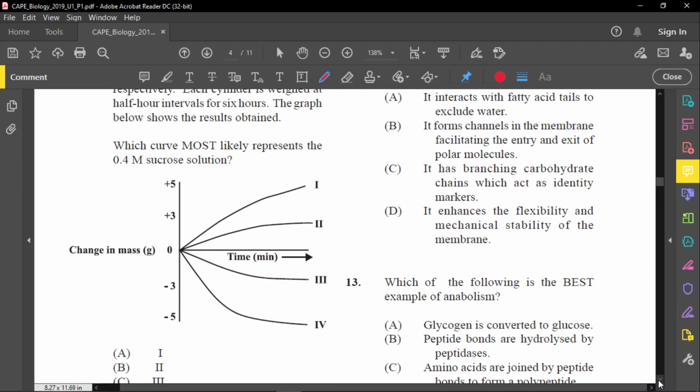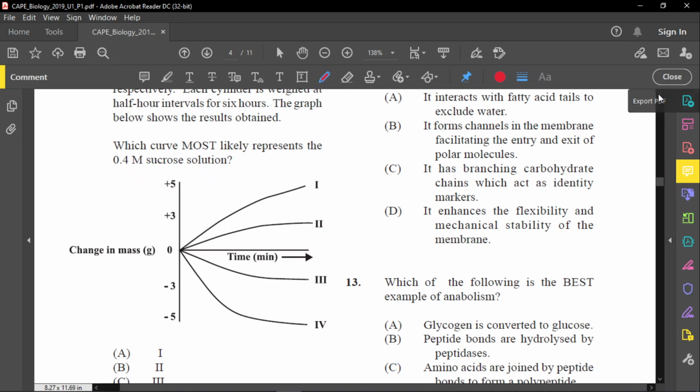Now let's think about this. For 1 and 2, they're increasing in terms of mass. A change in mass, they're positive change, that means there's an increase in the mass. So these cannot be the correct answer, right? Because 0.4 molar is not the highest one.